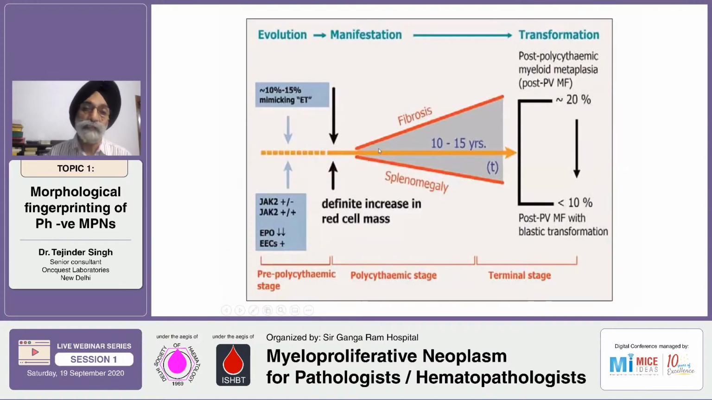Now, what happens to these cases? Over a period of time, the marrow fibrosis starts. Gradually, the marrow fibrosis keeps on increasing. At the same time, the splenic size keeps on increasing, so there is splenomegaly. So later on, it can lead to post-polycythemic marrow fibrosis, and then some of these cases may go on to post-polycythemic myelofibrosis with accelerated phase, and which may then go on to even a blastic transformation, and that is the terminal stage of polycythemia vera.